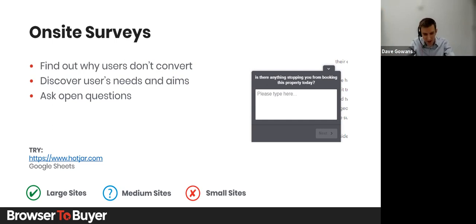Again, Hotjar is a great option here. Also, if you want to do your own in Google Sheets or something like that, that also works well, but Hotjar is generally very good. Doesn't work well for medium and small sites because, as I said, if only 1 or 2% of your users are responding to this, and also, it is getting in the way. You're popping something up in front of them.